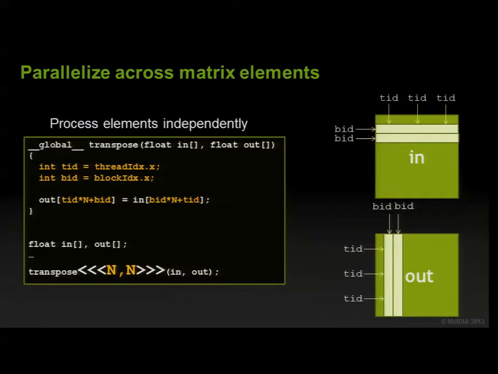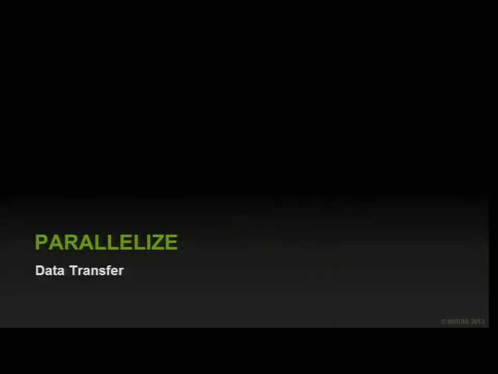However, as you remember, we should be careful about memory access patterns, and as you can see there, in one case we have a huge stride between adjacent threads accessing memory, and in the other case we don't. So this could be a problem. But from a parallelization point of view, we've done our job.